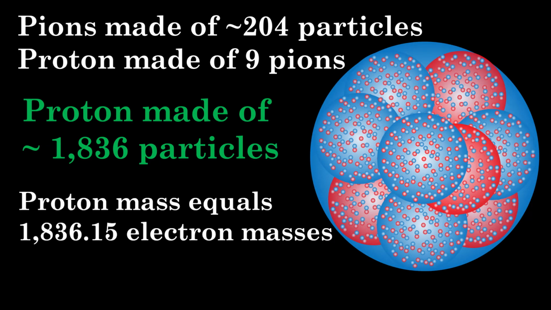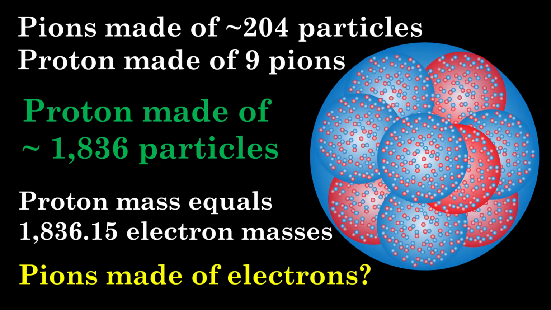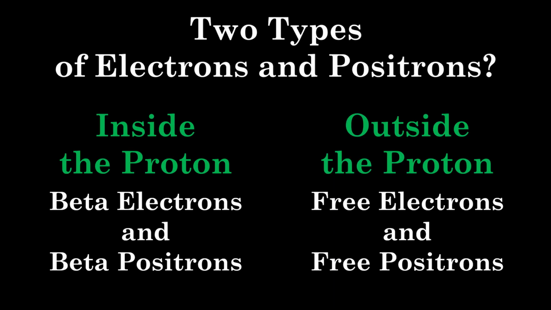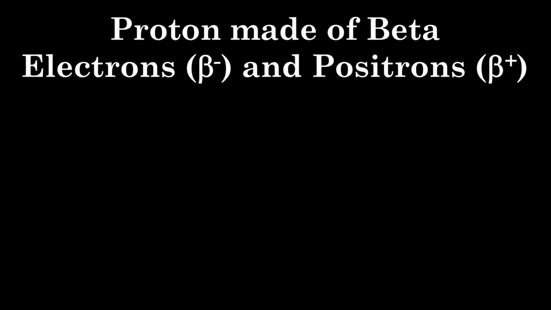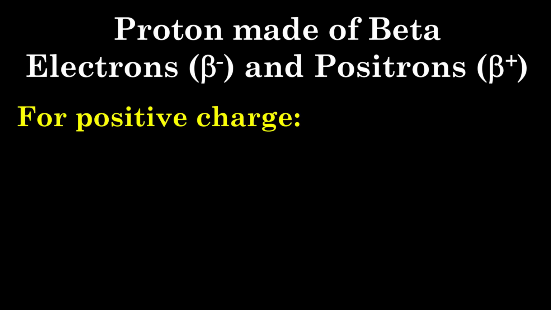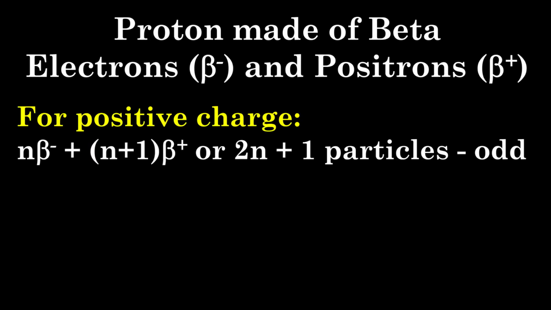Since the mass of the proton is 1,836.15 times that of the electron, it appears that the pions inside the proton are made of particles similar in mass and likely charge to electrons and positrons. Call them beta electrons and beta positrons to distinguish them from the free electrons and free positrons typically observed in nature. For the proton made of electrons and positrons to have a positive charge, there must be one more positron than electron, making the total number of particles odd.